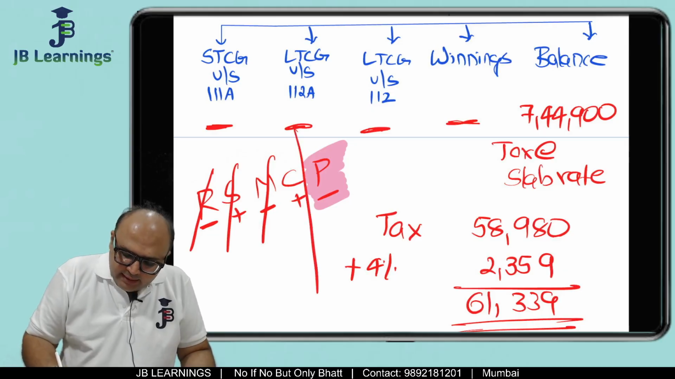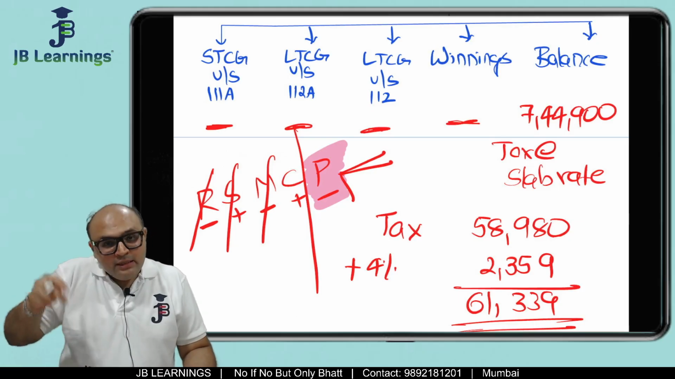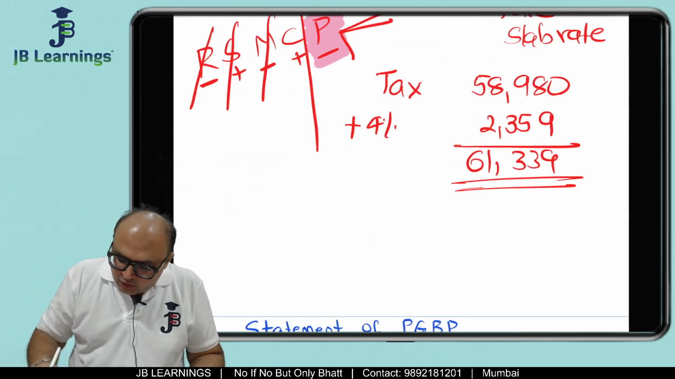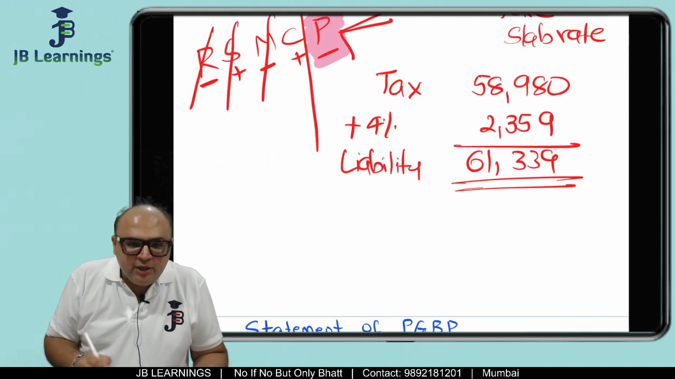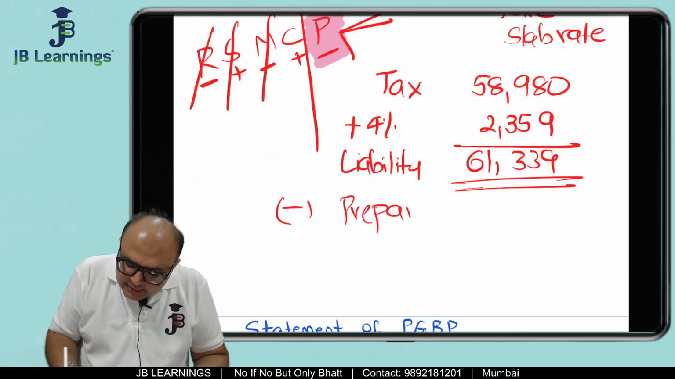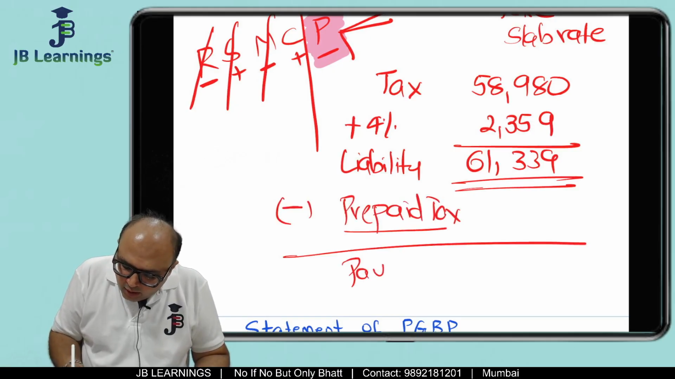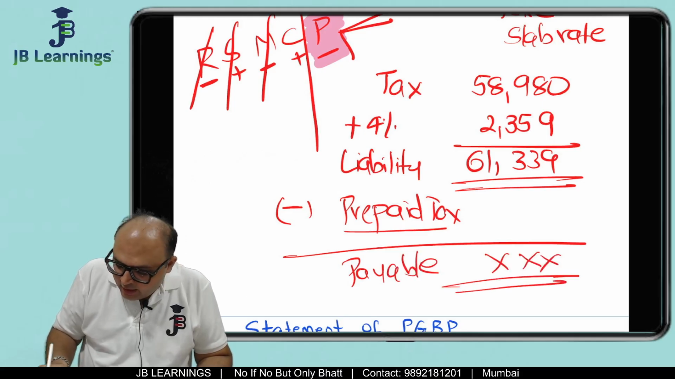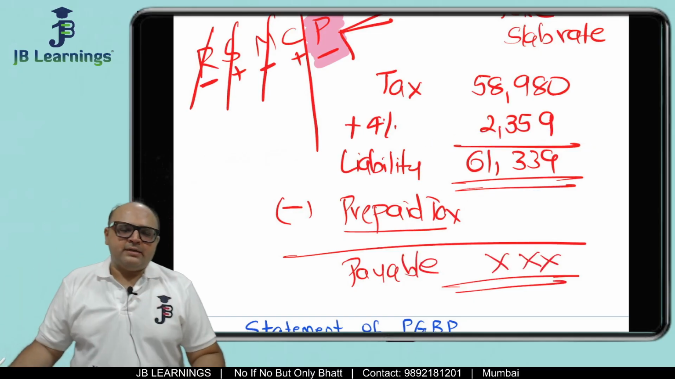What are the prepaid taxes? TDS, TCS, advance tax. In this question, TDS is there, but they are not asking me payable. They are asking me only liability. See, after doing Rohit Sharma, my classic clear, if you reduce prepaid taxes, then over here you get payable. But in this question, they have not asked you payable. They asked you what is the liability. So they have not reduced prepaid taxes from this.